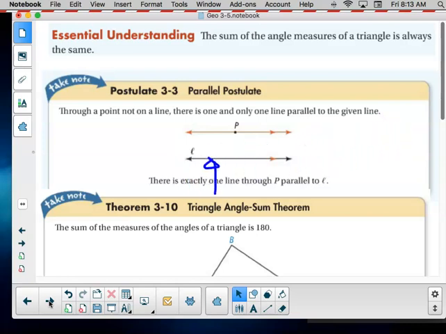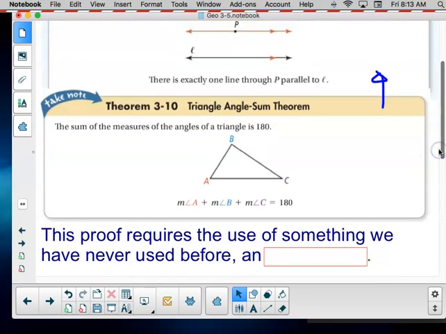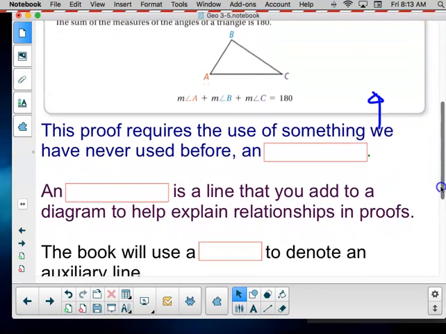So if I have a line and I put a point out here, only one line will be parallel to the line that's provided that goes through that point. There's exactly one line through P parallel to L. Now, the triangle sum theorem: the sum of the measures of the angles of a triangle is 180 degrees. So when angle A, angle B, and angle C are all added together, they will always be 180 degrees.